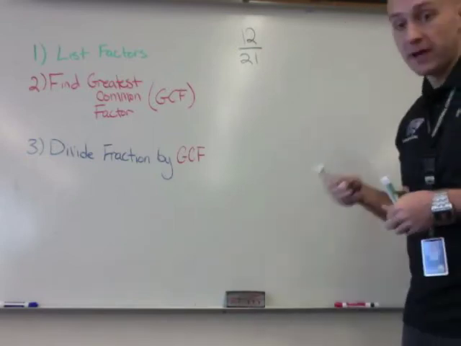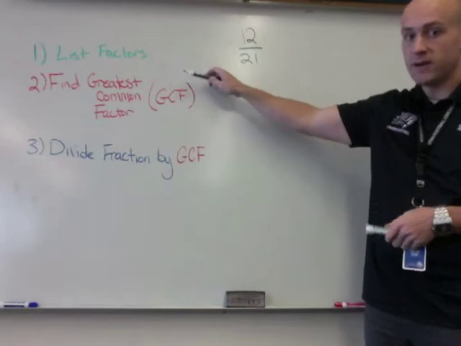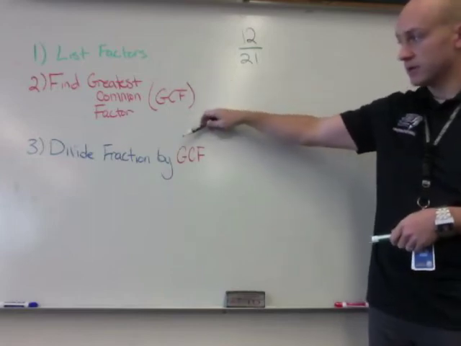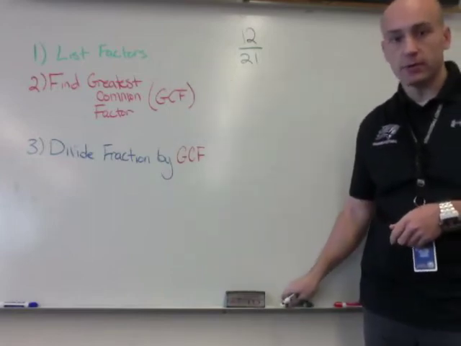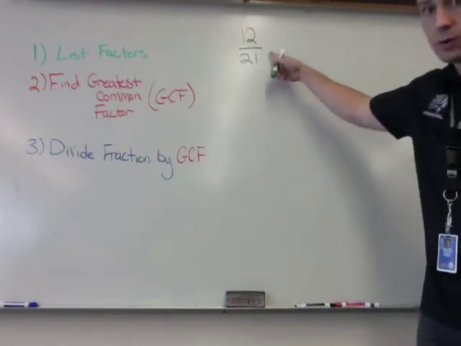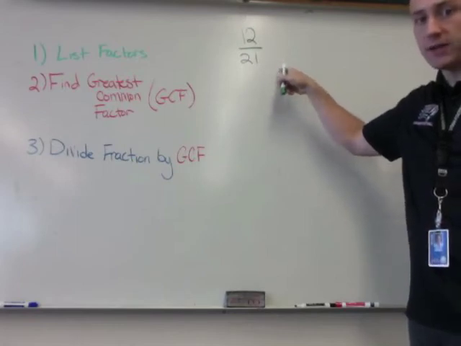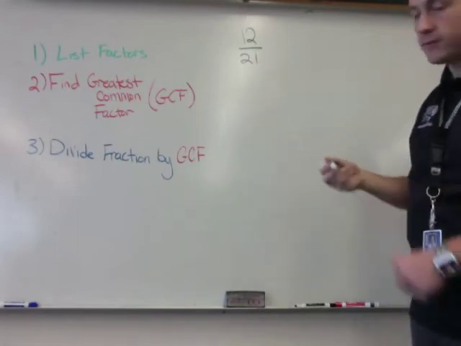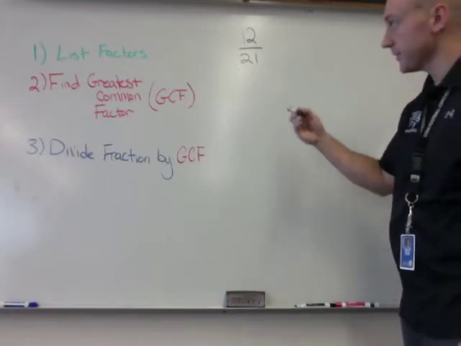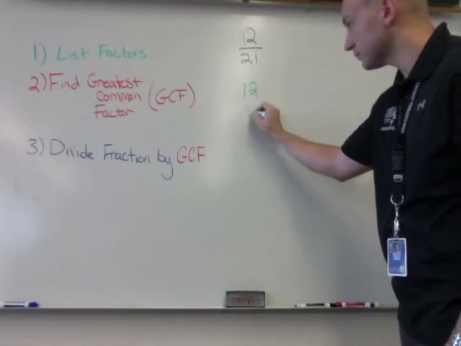So for simplifying fractions, there's a few easy steps. We're going to list the factors. We're going to find the greatest common factor, and then we're going to divide the fraction by the greatest common factor. Very simple. So here's our problem. We have 12 over 21. We need to find out how we are going to simplify this fraction. So the first thing we do is list the factors. So I'm going to write down 12, and I'm going to write down 21.